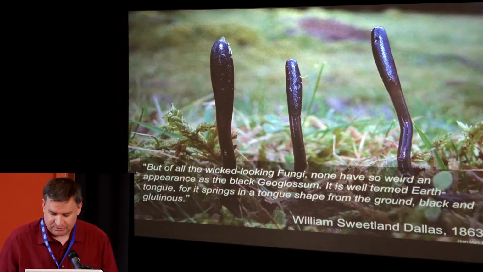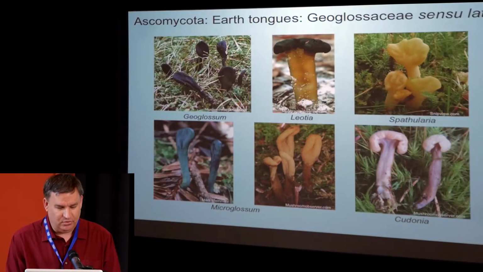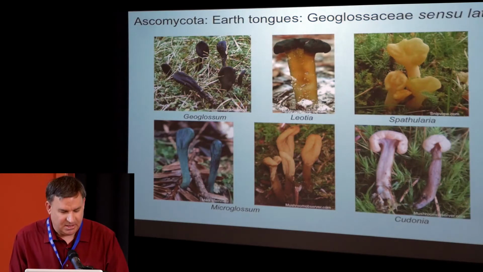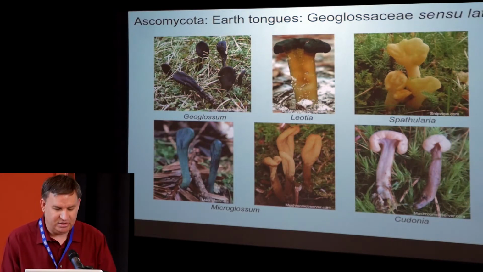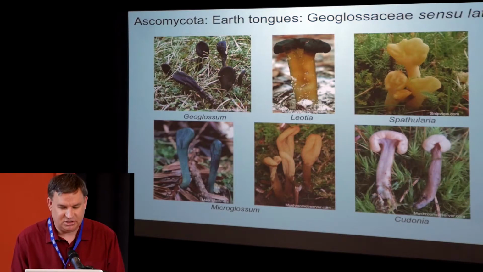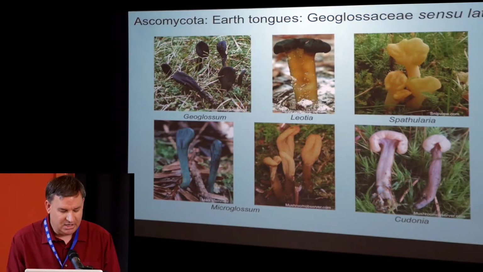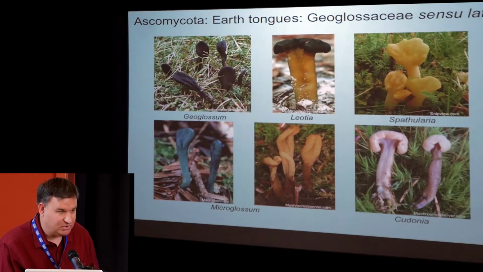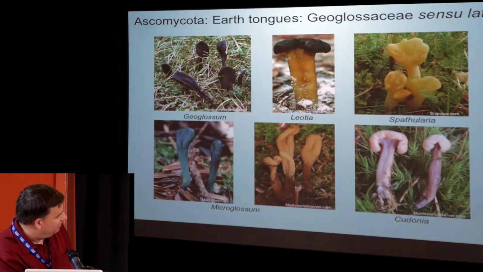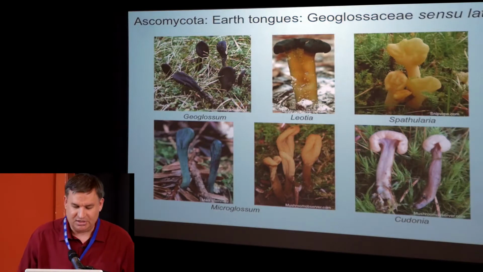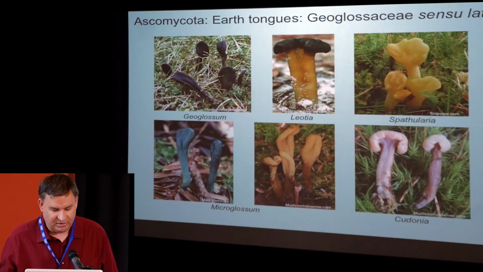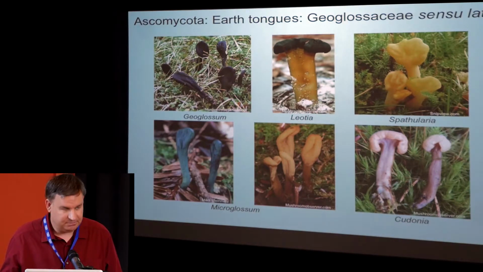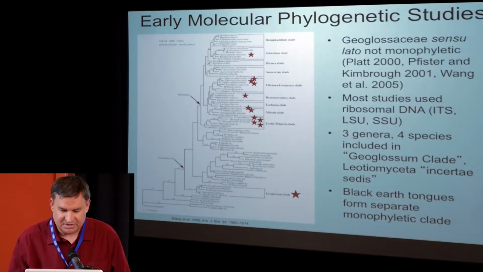the last 6 years. So the earth tongues, of course, occur in the Ascomycota and have historically been placed in Geoglossaceae, sensu lato. And there's at least 5 different genera that compose the overall group of earth tongues here: the Geoglossum, Leotia, Spathularia, Microglossum, and Cudonia in the overall sense.